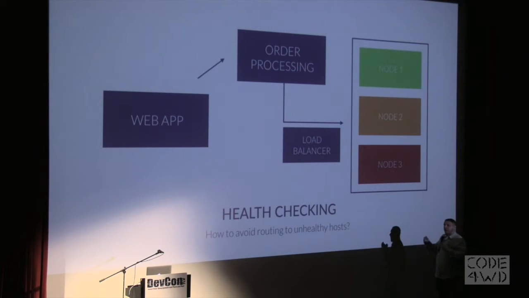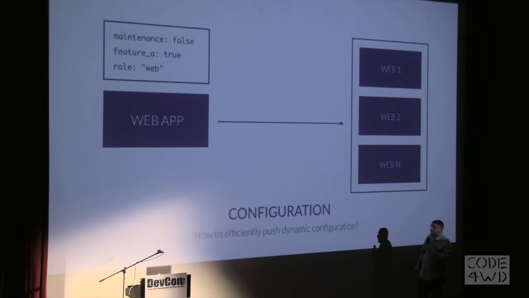So how do you have health checking built in with your load balancer such that your web app never sends unhealthy traffic to an order processing node that's not ready to receive it? And then more importantly, and this seems a little bit out of left field, but it actually becomes incredibly important in a service-oriented architecture, is how do you push dynamic runtime configuration to these nodes?